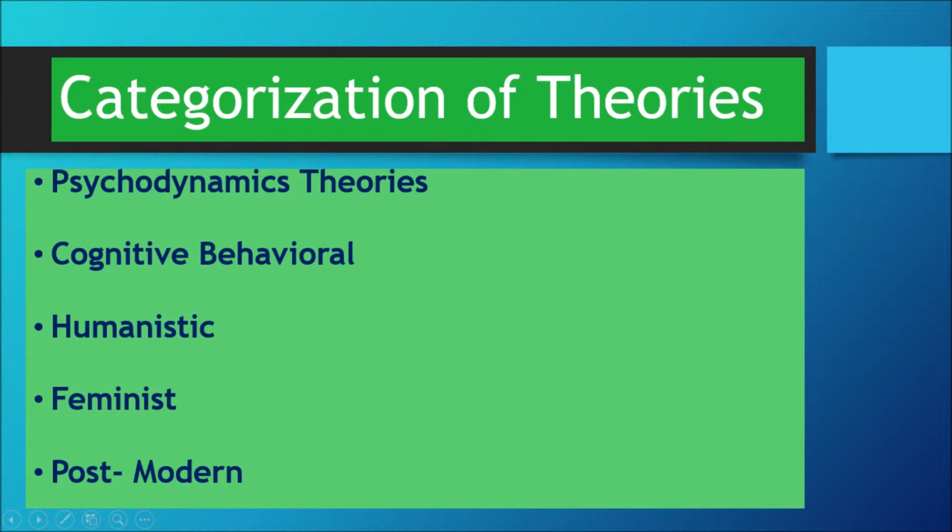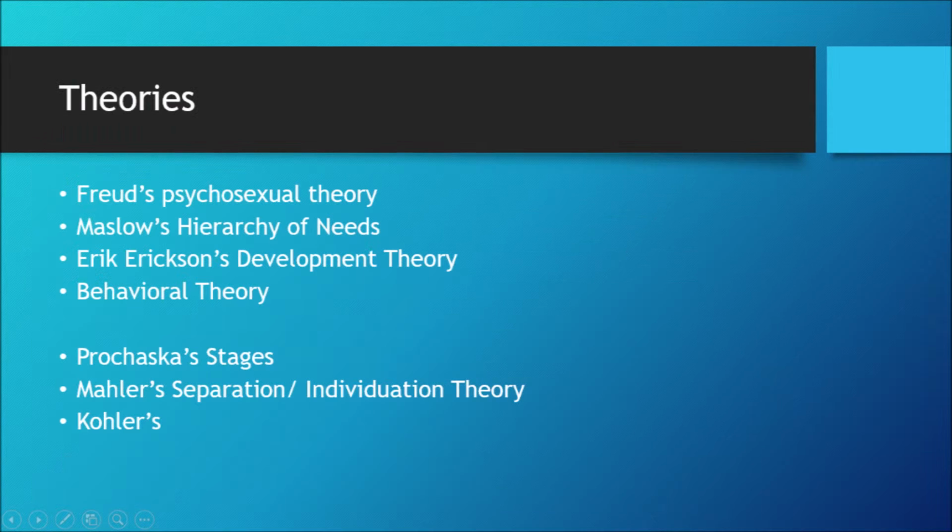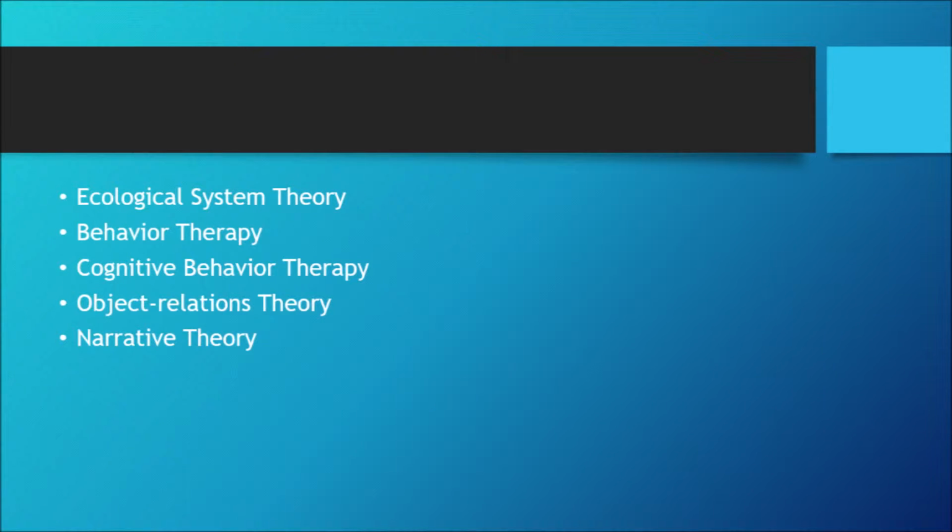Okay, so this semester we learned that the categorization of categories are psychodynamic, cognitive behavioral, humanistic, feminist, and postmodern. So here are some of the theories, and some of the more popular ones are Freud's psychosexual theory, Maslow's hierarchy of needs, Erik Erikson's development theory, behavioral theory, and then some of the newer ones, which one of my favorites are object relations theory and narrative theory.